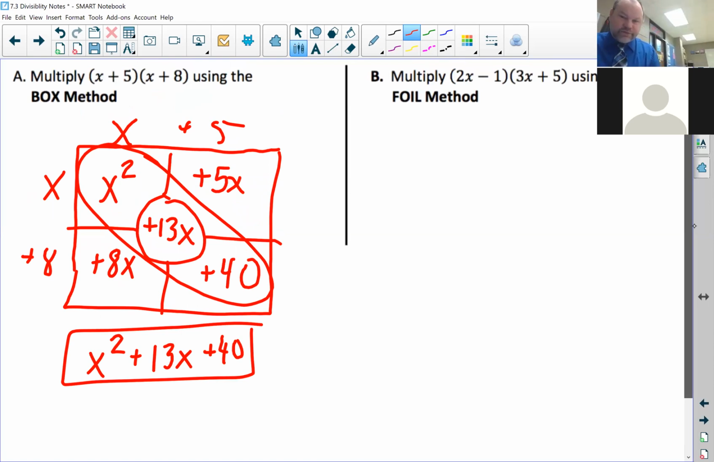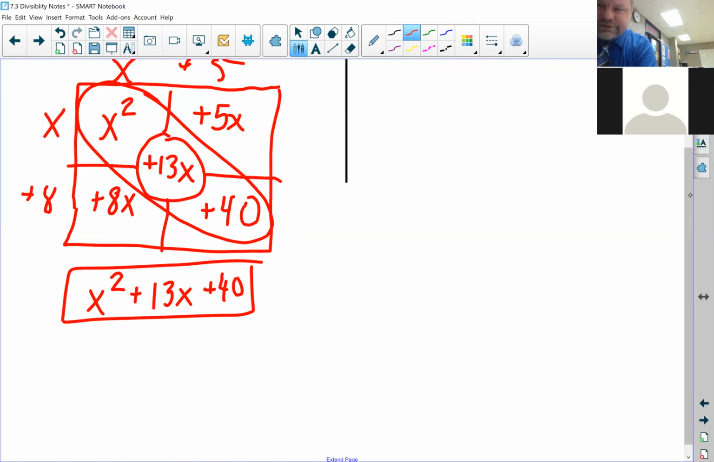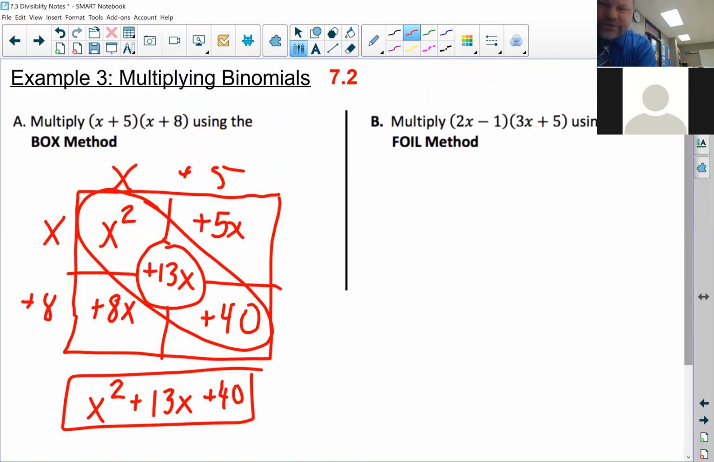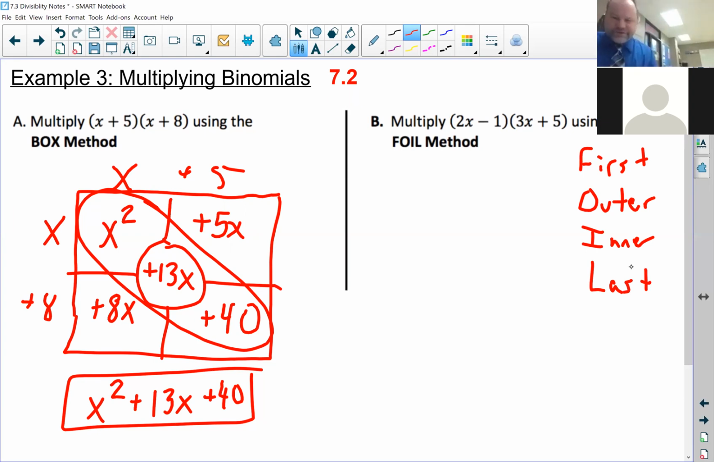The other method we talked about was FOIL. And just as a reminder, FOIL means you're multiplying the first, outer, inner, last. Some people say outside, inside.